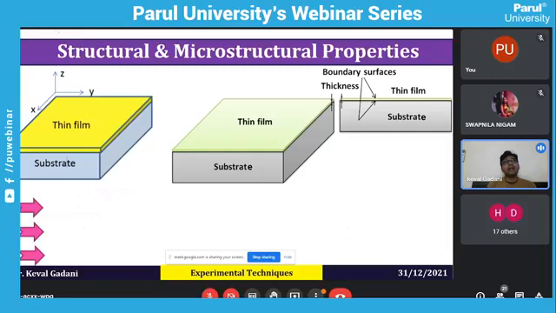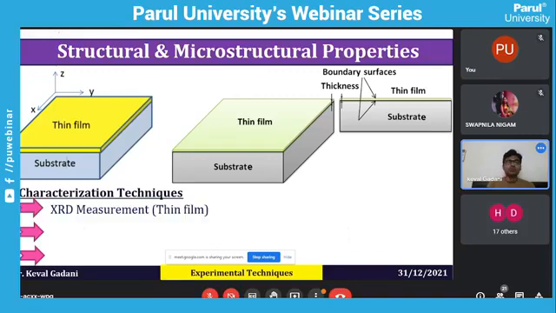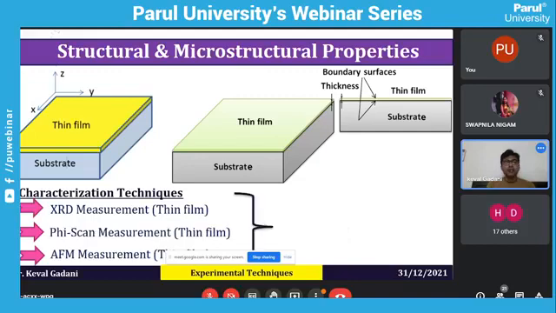Once the thin film is successfully grown, we definitely go for some characterization techniques, because this is very important. Many of the research students know the importance of characterization. So the XRD measurement, phi scan measurement for a particular thin film, and the AFM measurement, atomic force microscopy. Structural and microstructure properties are very important. And if you want to do the best research, you must know about some good software.